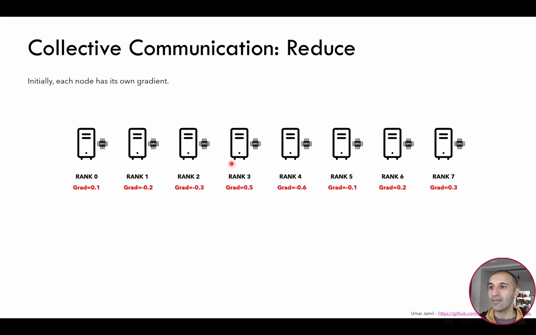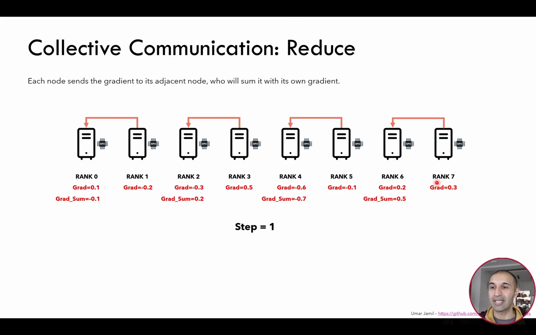So imagine initially each node has its own gradient because they are training on a subset of the data, and these gradients are all different from each other. What we can do is each node will send its gradient to its adjacent node, and the adjacent node will sum it up with its own gradient. So node 7, for example, will send its gradient to node number 6, and node number 6, the receiver node, will be responsible for calculating the sum. And the same with rank number 5 and 4, and 3 and 2, and 1 and 0. In the next step, we have the sum here at rank number 4, rank number 2, and rank number 0.